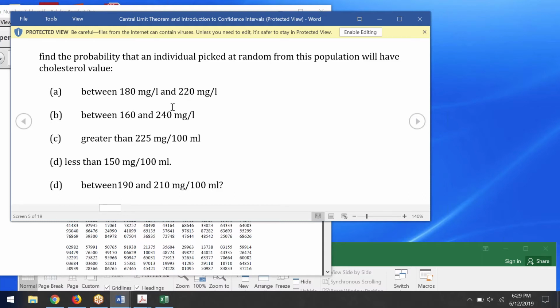How about 160 to 240? Two standard deviations above, two standard deviations below. That's going to be 95%. It's the probability that you'd pick an individual in that range. How about greater than 225? Well, now we know we have to calculate a z-value, the number of standard deviations.